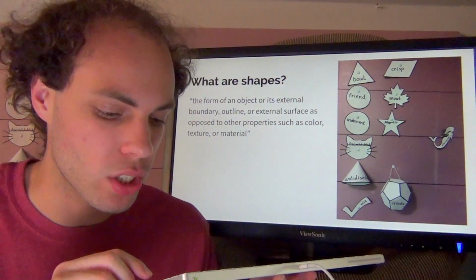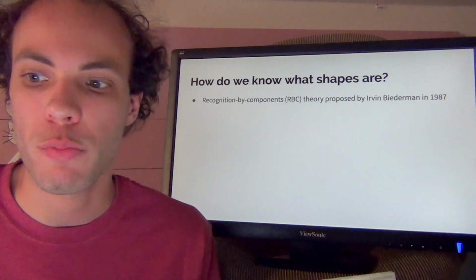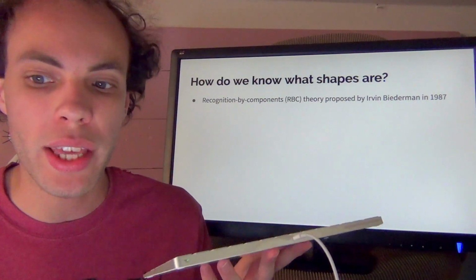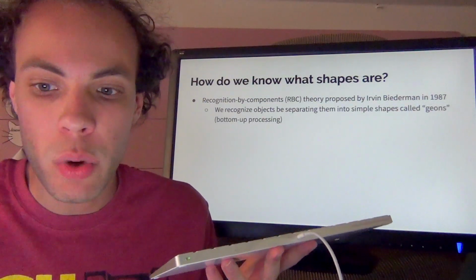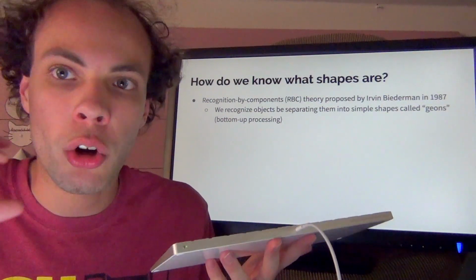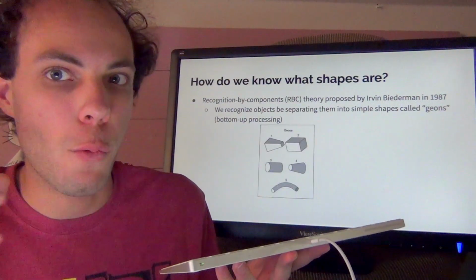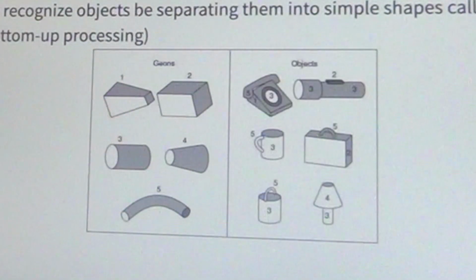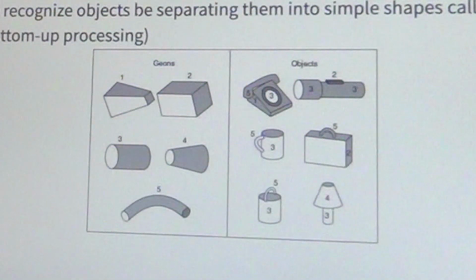Moving on to our next question, how do we know what shapes are? One prominent theory was proposed by vision scientist Irving Biederman in 1987. That was the recognition by components theory. What he suggested was that the way that we recognize objects is by separating them into smaller, simple geometric shapes called geons. So, for instance, here are some of those more simple geometric shapes, and then here are some objects, and you can see that they're broken down into the smaller shapes, right?